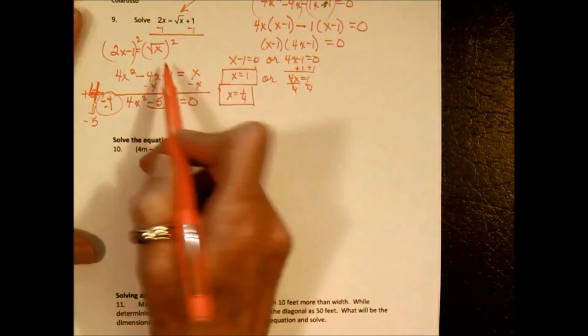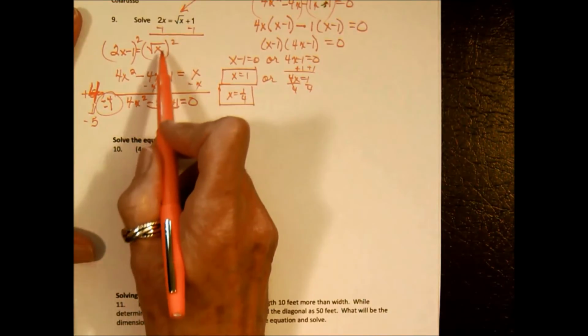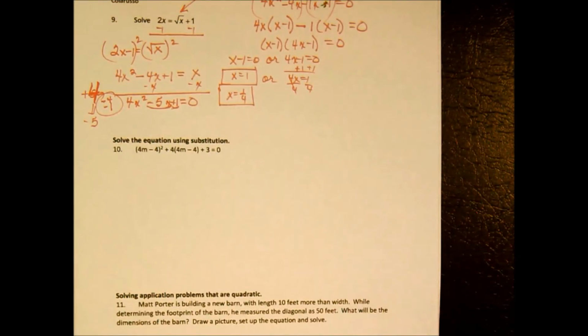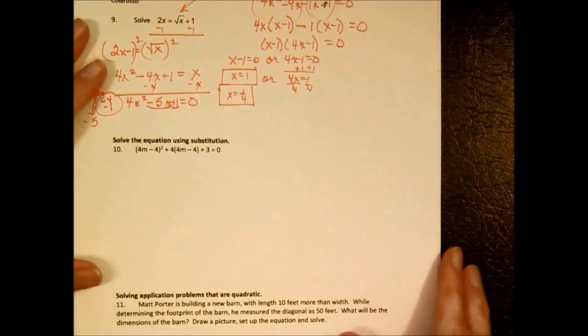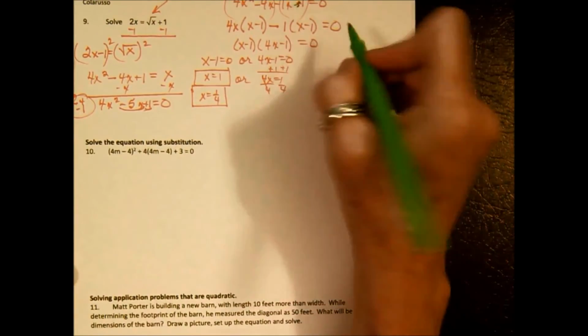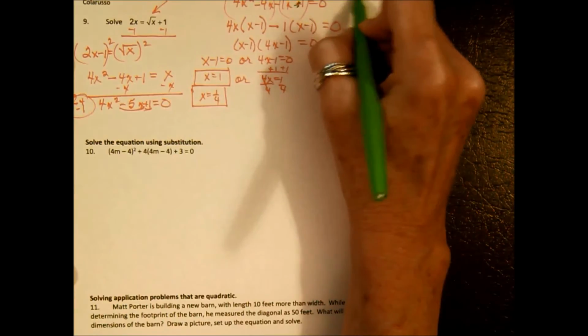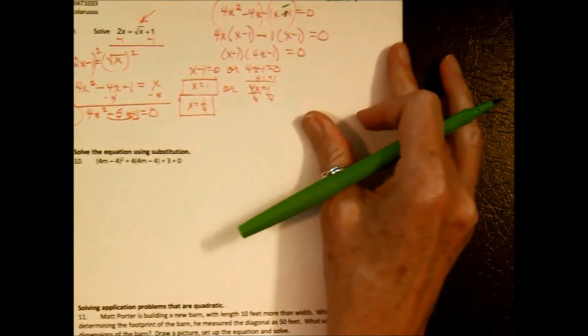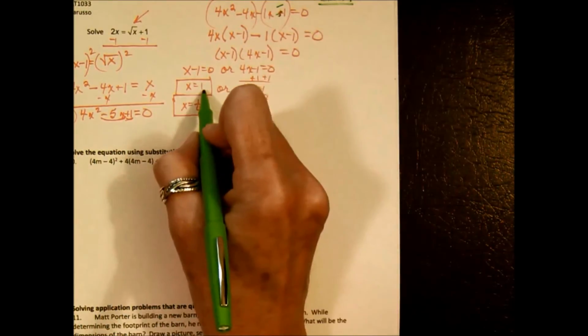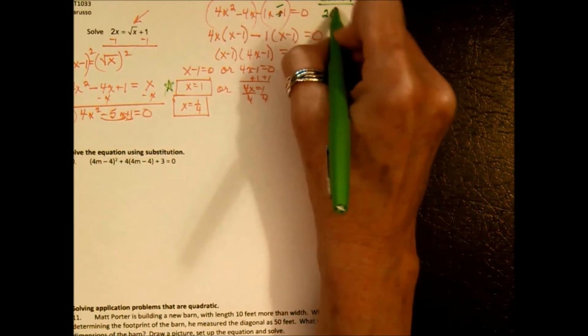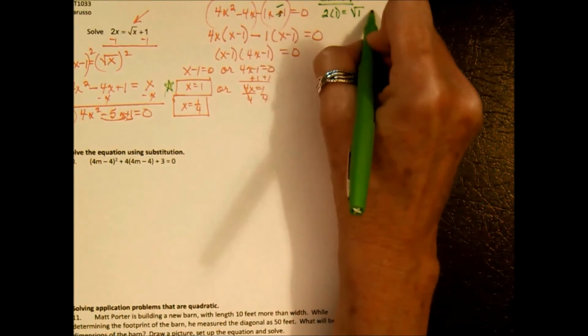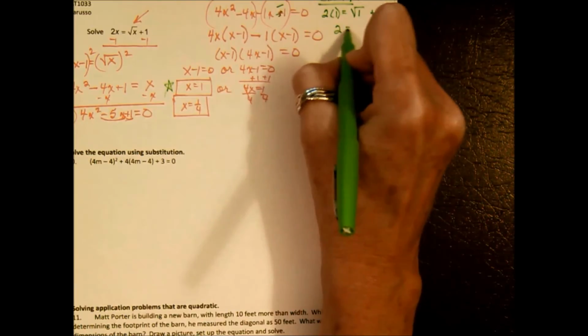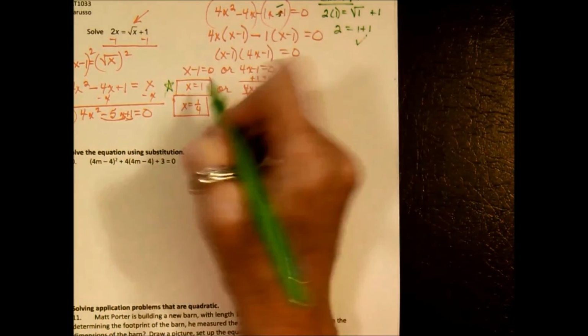But think about how we solved this. We squared. So you are required to check both of those solutions. Let's first check 1 in the original. That would be 2 times 1 is equal to the square root of 1 plus 1, or 2 is equal to 1 plus 1. Well, that one does check. So yes, that one is a solution.